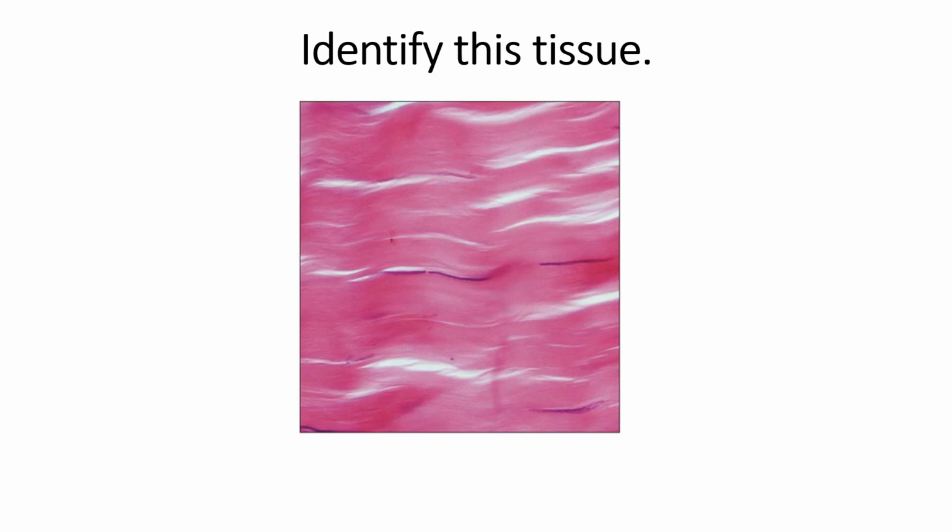Cartilage would have lacunae. I don't see any lacunae here. So it has to be connective tissue proper. Connective tissue proper loose would have cells. Connective tissue proper dense wouldn't have clearly defined cells, but you would see a lot of fibers. So based on that, we can eliminate connective tissue proper loose. So it's got to be one of the types of connective tissue proper dense.